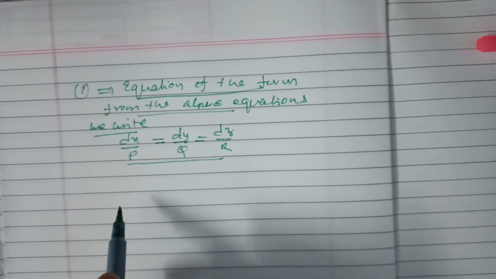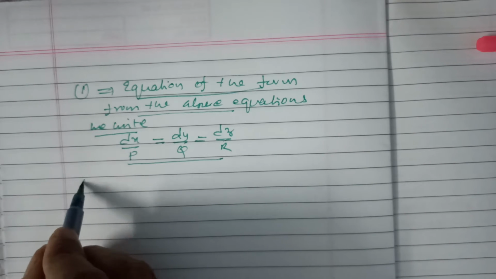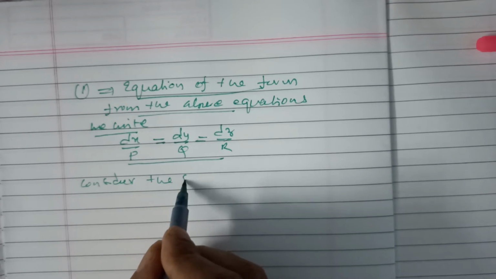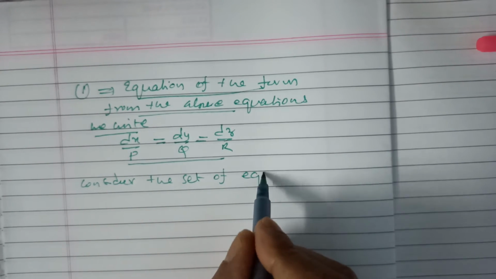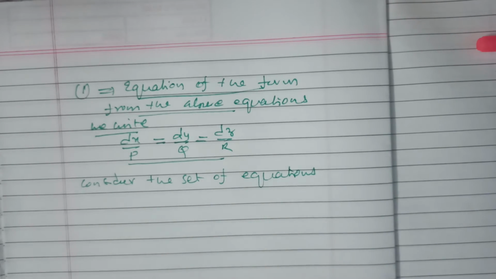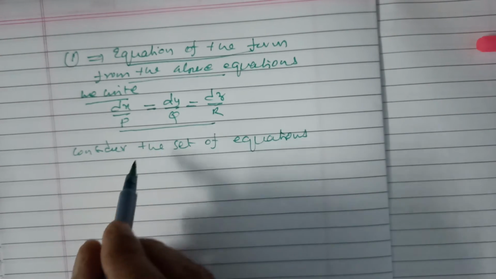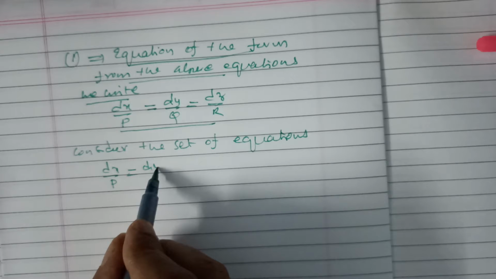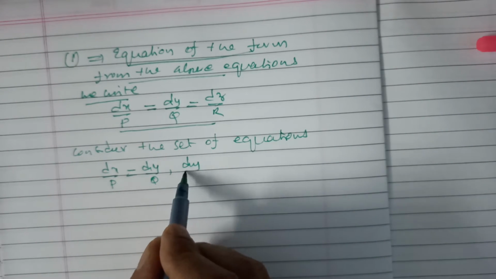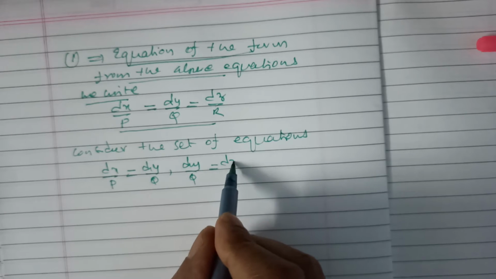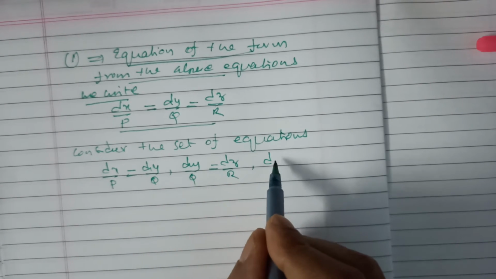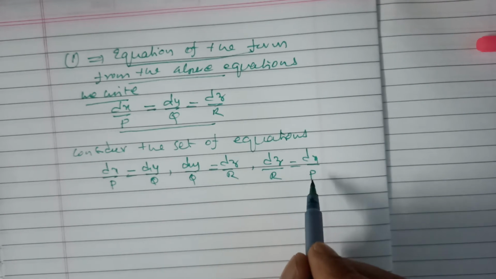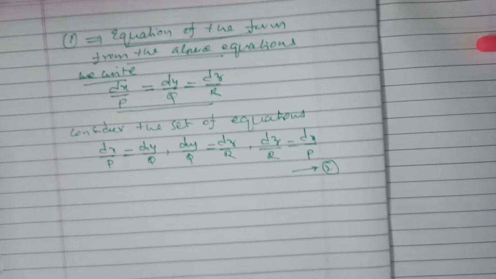So how can we solve this type of equations? First of all, consider the set of equations taking two at a time from the three. So the first set is dx by p is equal to dy by q, comma, dy by q is equal to dz by r, comma, dz by r is equal to dx by p. Take these three sets of equations as 2.